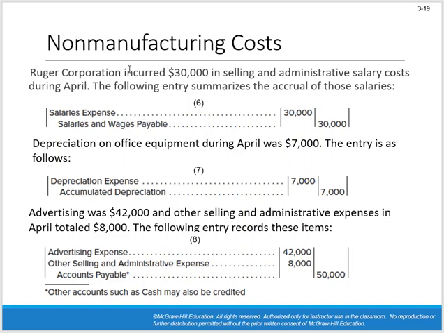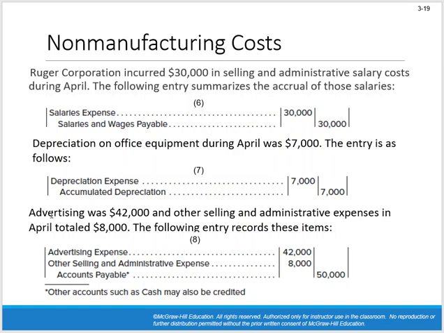So here they say Ruger Corporation incurred $30,000 in selling and admin salary costs during April. So we've got debit salaries expense, credit salaries and wages payable. Then they tell us they had depreciation on office equipment. Now, if it was factory equipment, that would be different. That would go into MOH. But this is office equipment. So we're going to debit depreciation expense, credit accumulated depreciation.